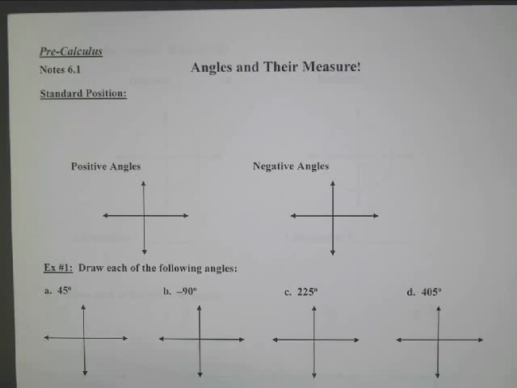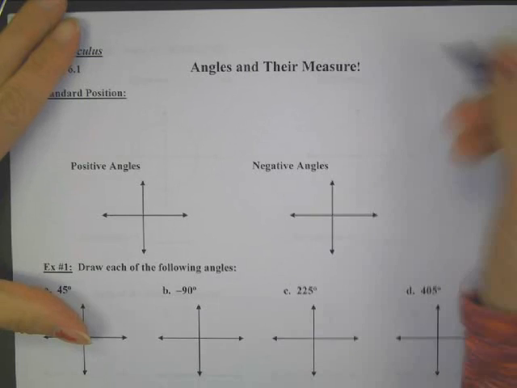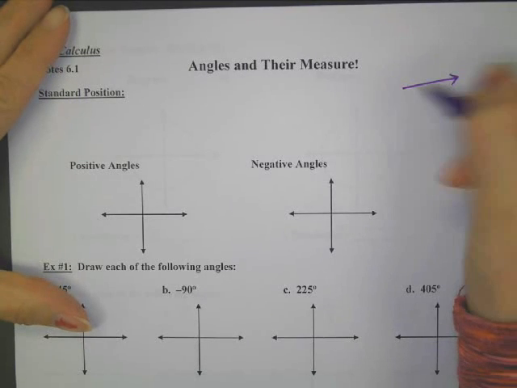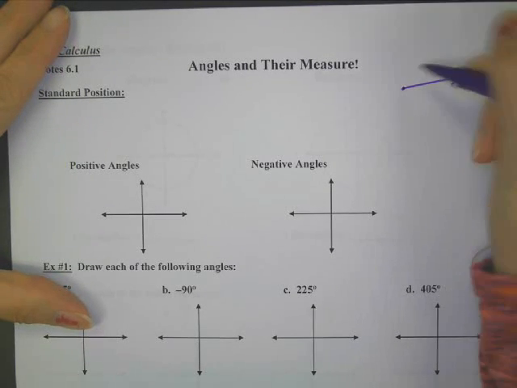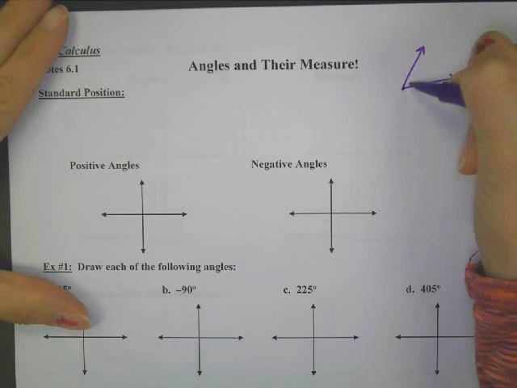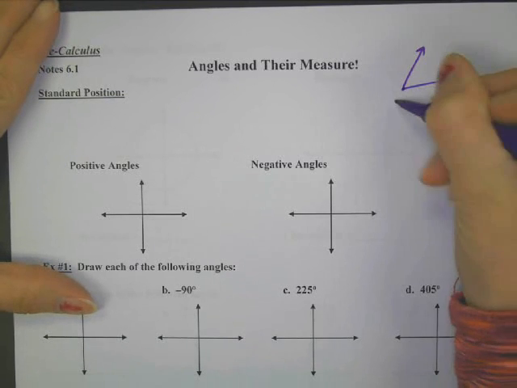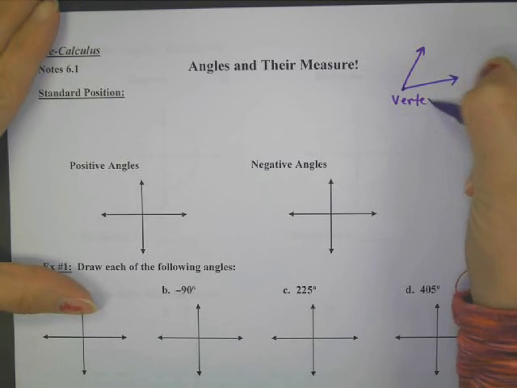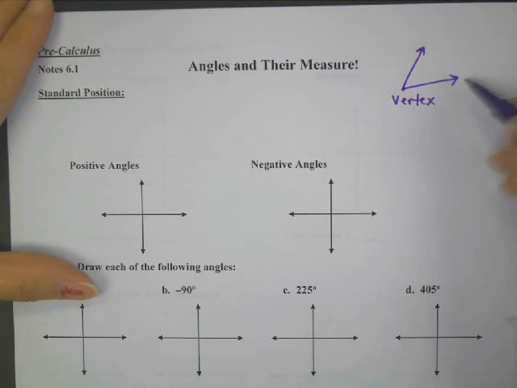This is lesson 6.1. It's going to be talking about angles and their measure. The first thing that we have to do is define an angle. An angle is where you take two rays, each with a starting point and an arrow, and you connect another ray at that same starting point. That starting point is called a vertex. Hopefully you remember this from geometry.